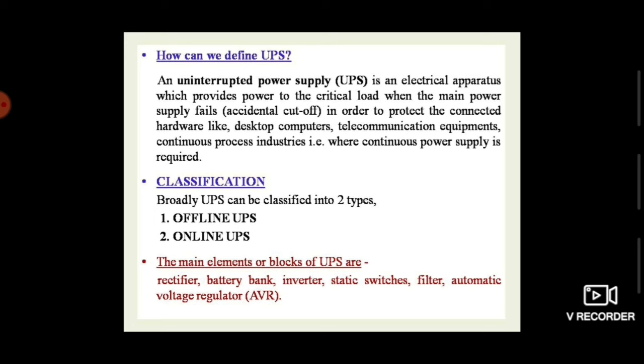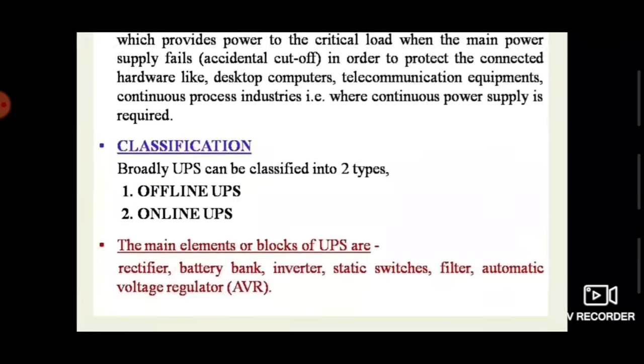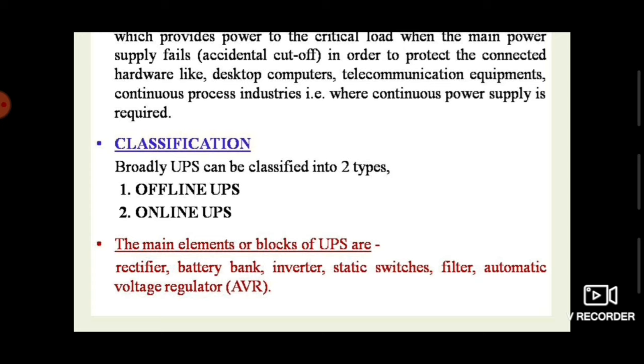Now, you must know what the main elements or blocks of a UPS system are. They are the rectifier circuit, battery bank, inverter, static switches, filter circuit, and automatic voltage regulator, in short AVR. AVR is used specifically for voltage conditioning, to keep the voltage constant and the frequency constant.